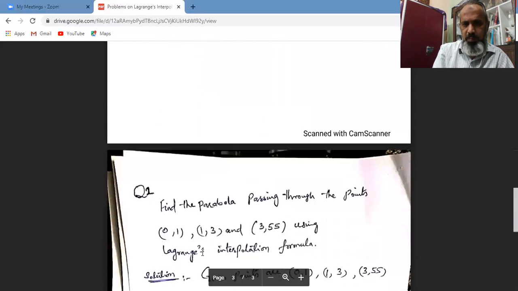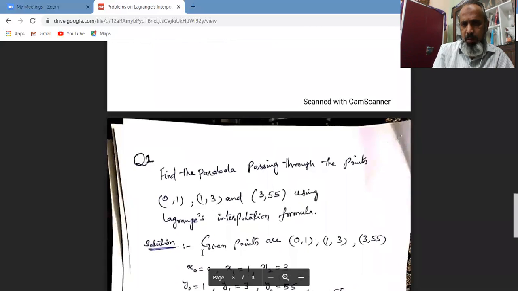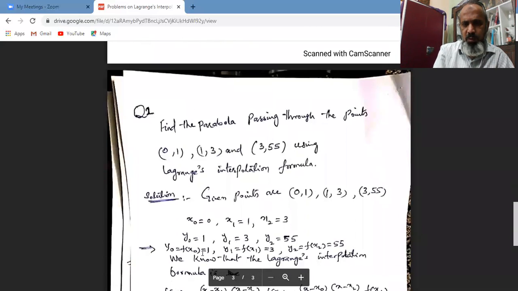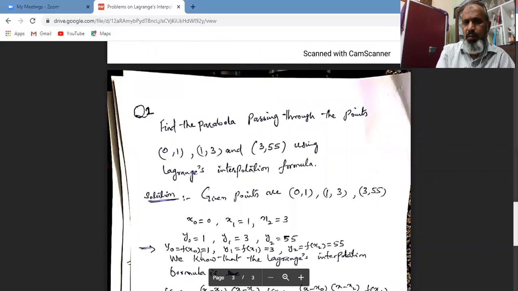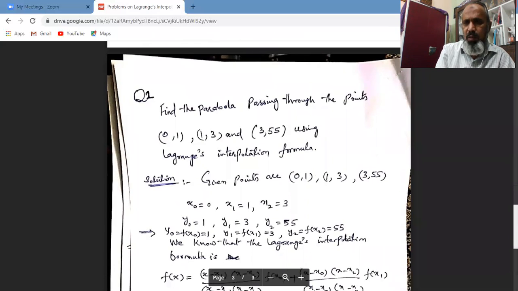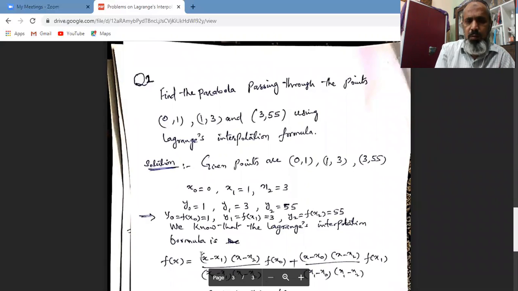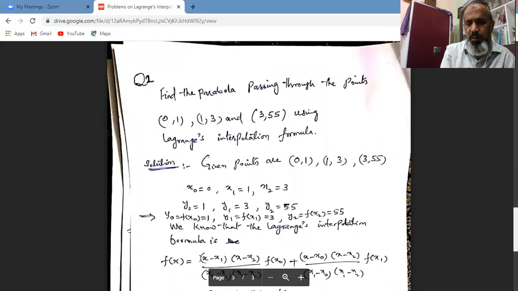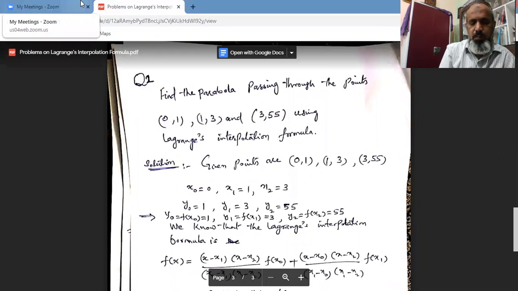So another problem is find the parabola passing through the points (0, 1), (1, 3) and (3, 55) using Lagrange's interpolation formula. The parabola means it is a quadratic function. The equation of a parabola is a quadratic polynomial. So we have to write the second degree polynomial using Lagrange's interpolation formula. So what are given here?